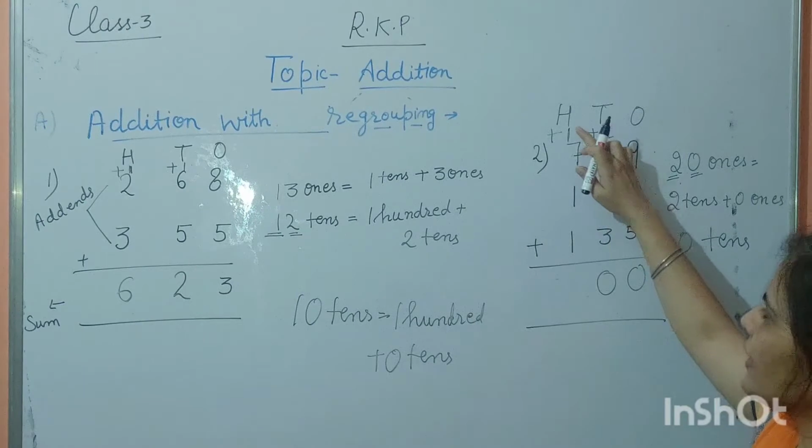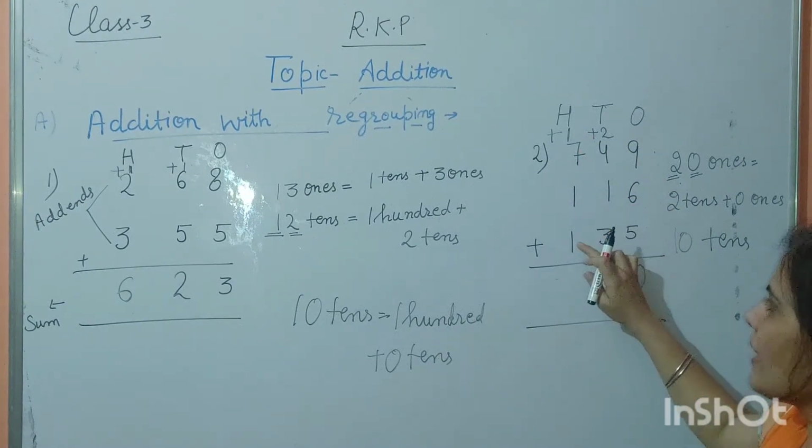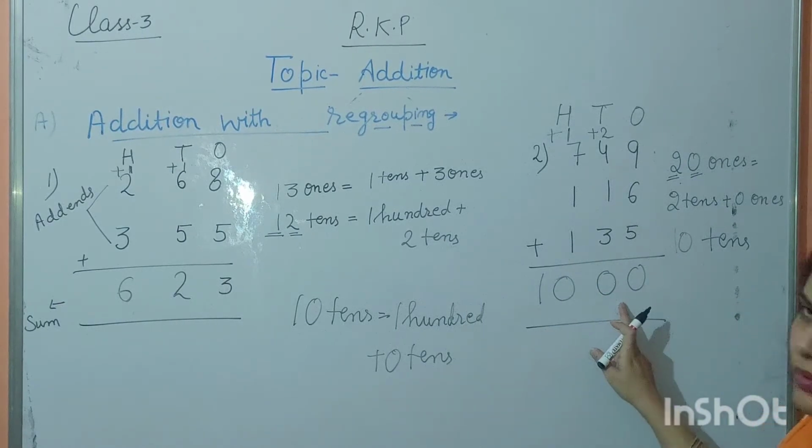Now add the hundreds place. 7 plus 1, 8. 8 plus 1, 9. 9 plus 1, 10. Now read it: 1000.